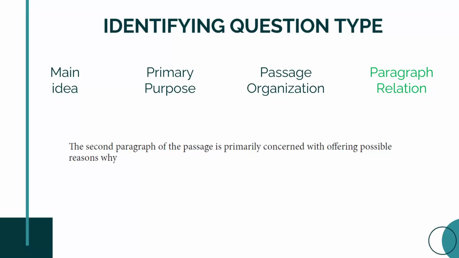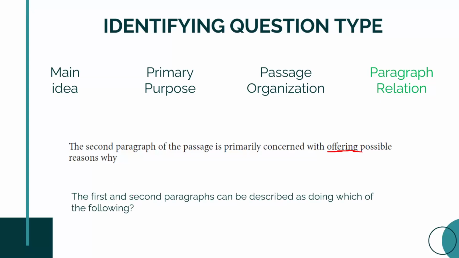So the second paragraph of the passage is primarily concerned with offering. Notice how the verb is already given right there. The reason why I call them paragraph relations is because in many cases, you can determine the function of a paragraph by thinking about what the paragraph before and after it are doing, the relationships between them. And then finally, I couldn't find another example, but you might see something like this: the first and second paragraphs can be described as doing which of the following. Like I said, it's a primary purpose question, but for the paragraph level.